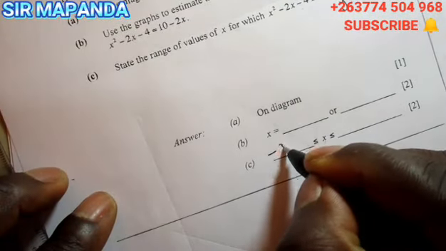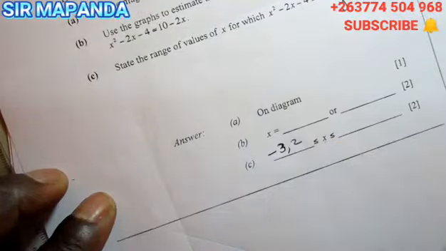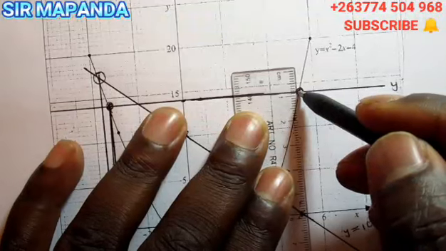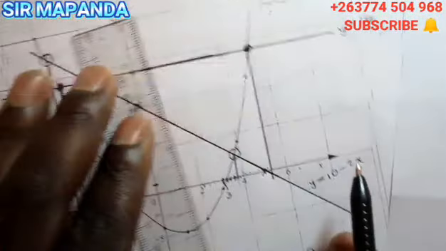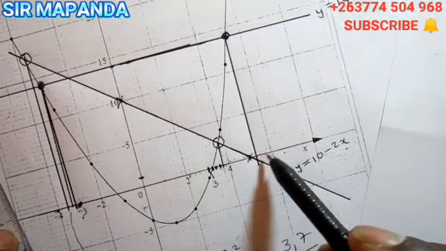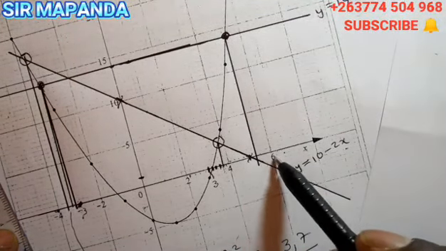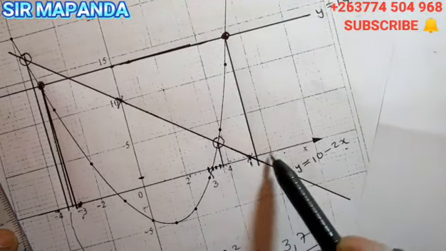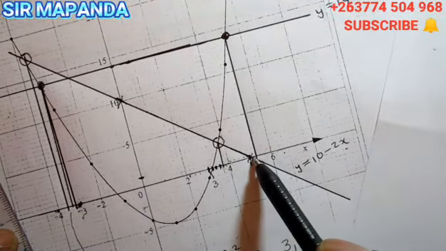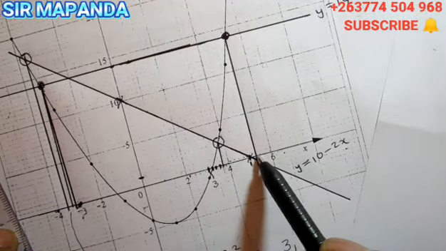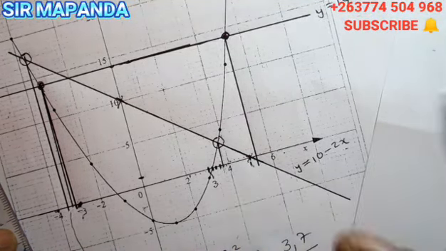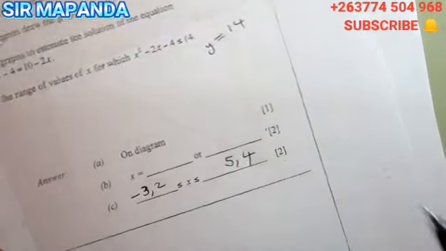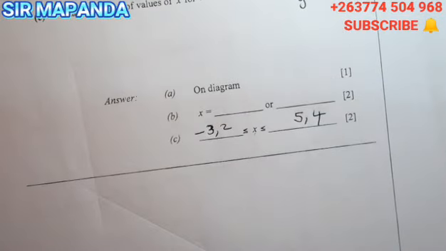So minus 3,2 is the first solution. Then the second solution is going to be located on this side here. We have something like 1, 2, 3 boxes before 6. So if we have 5 between 4 and 6, right, and add the 2 boxes in front of that 5, you get 5,4. So you write 5,4 as your second solution. Then you are home and dry.